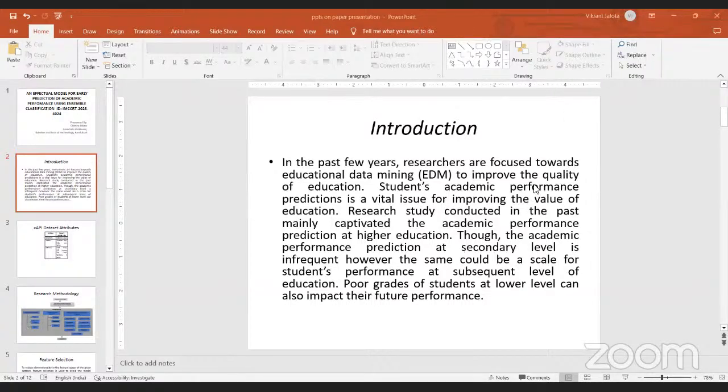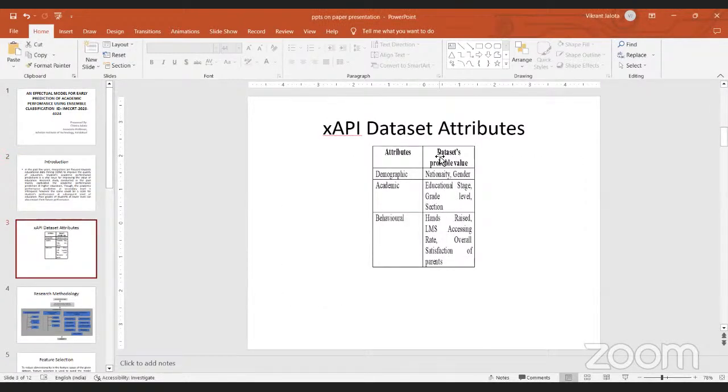In the past few years, researchers have focused on educational data mining to improve the quality of education. Academic performance is a vital issue, and my paper uses ensemble classification to predict academic performance. This is my data set, sir. I took this XAPI data set from Kaggle. In my data set, there are 3 types of attributes, and in total 16 features.